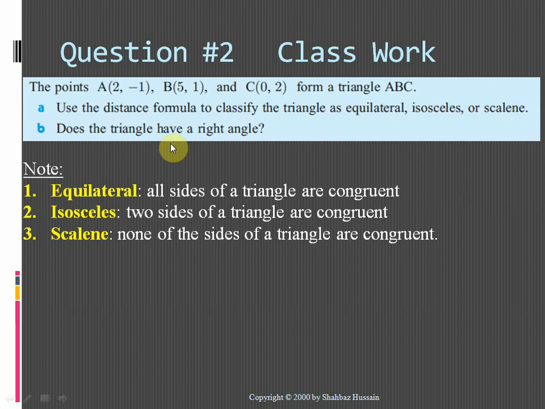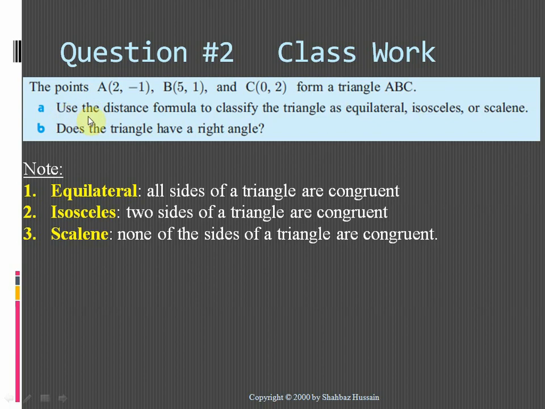First you have to note what is known about the types of the triangle. What is an equilateral triangle? An equilateral triangle is one where all sides of the triangle are congruent. Equilateral means all the sides are the same. Isosceles means two sides of the triangle are the same. And scalene means none of the sides of the triangle is the same. And in part B, does the triangle have a right angle? Right angle means if one angle in a triangle is a right angle, a 90-degree angle, then the triangle is called a right angle triangle.